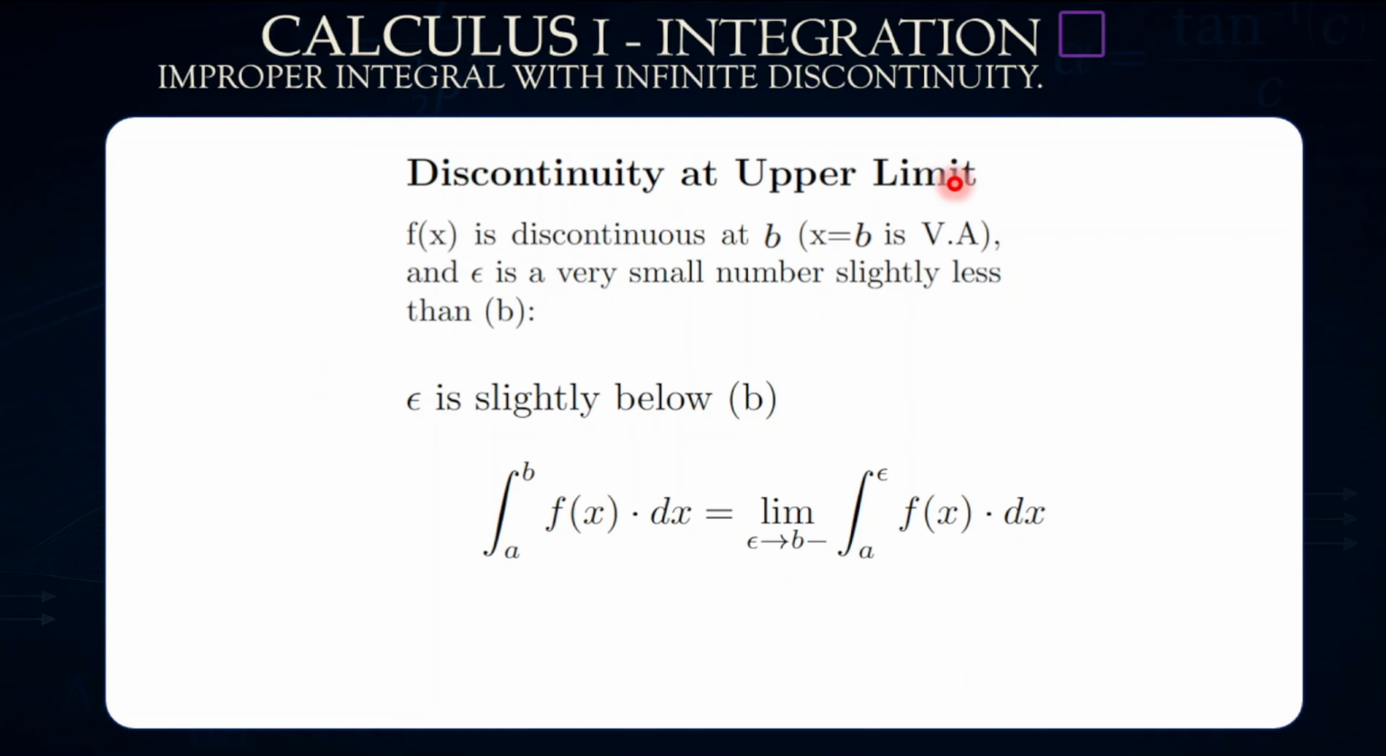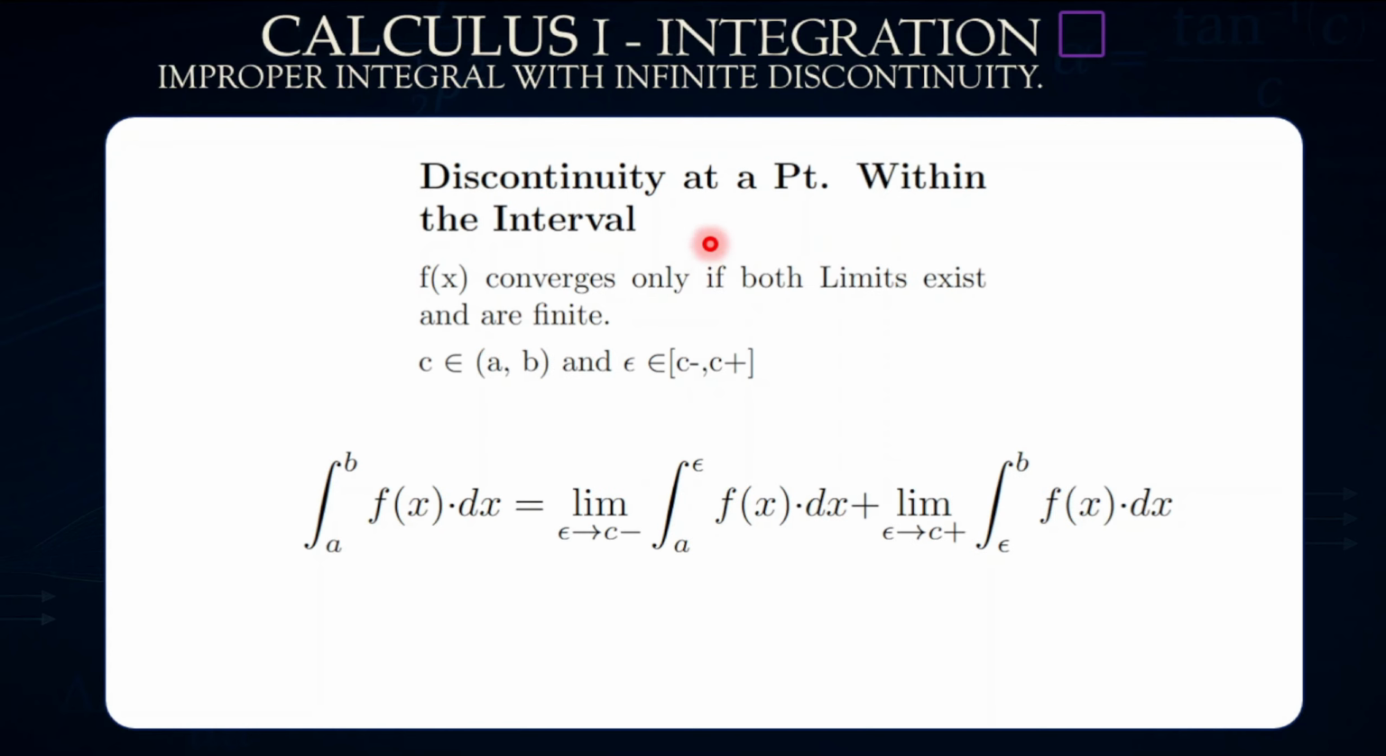Discontinuity at the upper limit. f(x) is discontinuous at x equals b, where x equals b is a vertical asymptote, so the function is not defined at this point, which is the upper limit of this integral. So in this case, epsilon is a very small number, slightly less than b. So the integral between a and b of f(x) dx is equal in such a case to the limit as epsilon goes to b minus, which is a value slightly below b, of the integral from a to epsilon of f(x) dx.